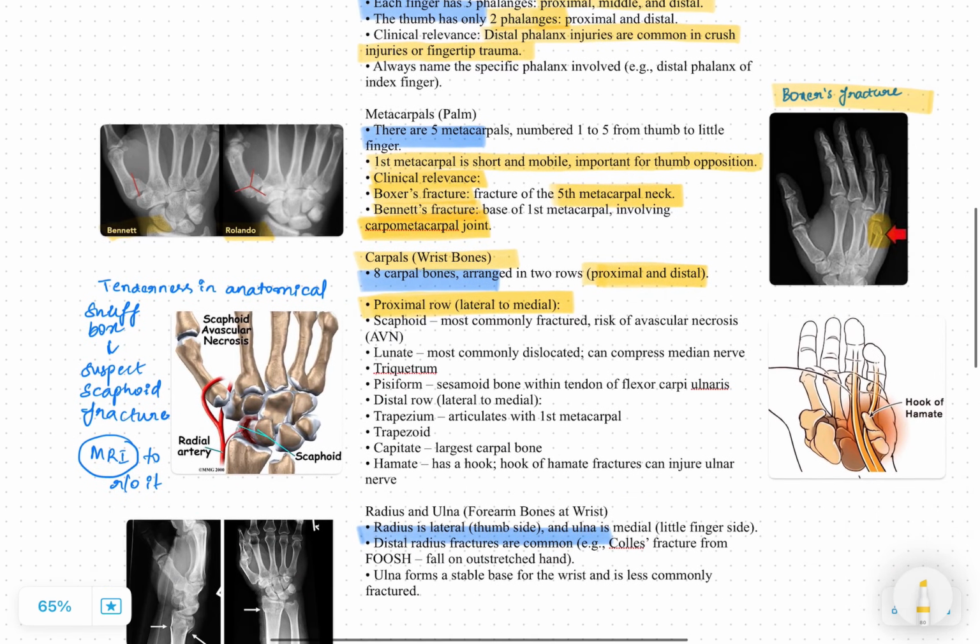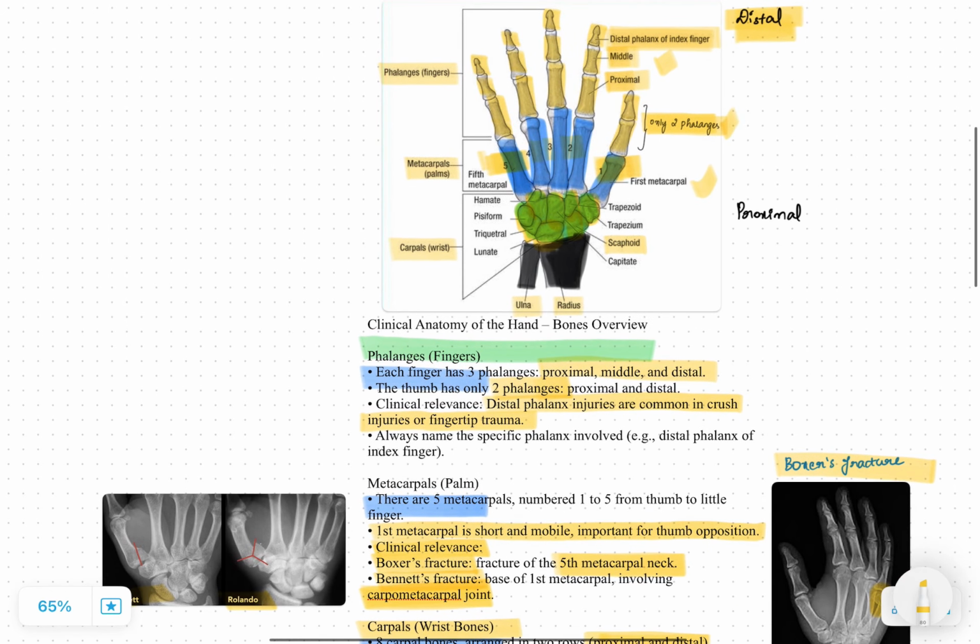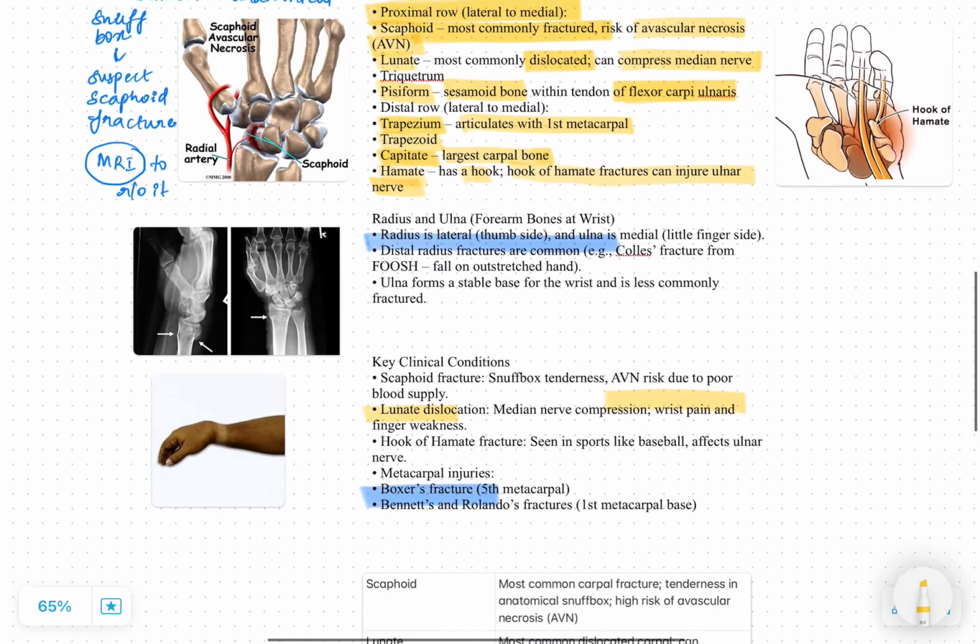So when we see it, scaphoid is the most commonly fractured bone because there is a risk of avascular necrosis. Lunate is the most commonly dislocated bone and causes compression of the median nerve. Then pisiform is the sesamoid bone, which is formed within the flexor carpi ulnaris. In the distal row, trapezium articulates with first metacarpal and trapezoid. Capitate is the largest carpal bone and hamate has a hook; hook of hamate fractures cause ulnar nerve damage. So we can see that there is a hook here at the hamate bone and capitate is the largest carpal bone.